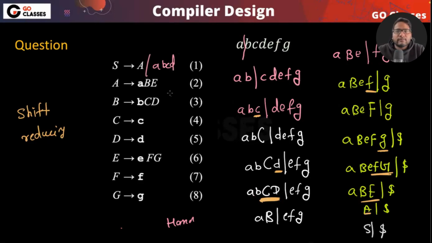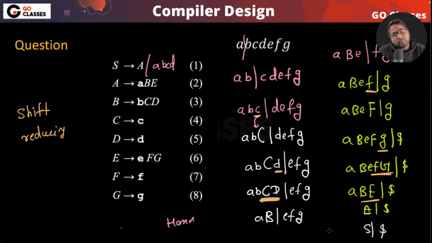No. See, the thing here is that I'm currently not discussing how to take the decision, whether you should reduce or you should shift. Let's suppose somehow magically someone is telling me this is the handle. I'm just telling you how the stack is working. How intelligently you should take the decision, we will see that later on, that you should be reducing this to capital C, or maybe you should be shifting the small d.